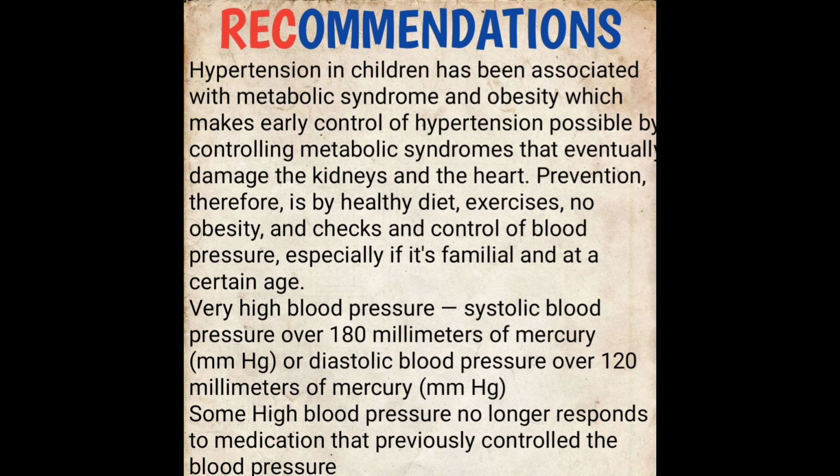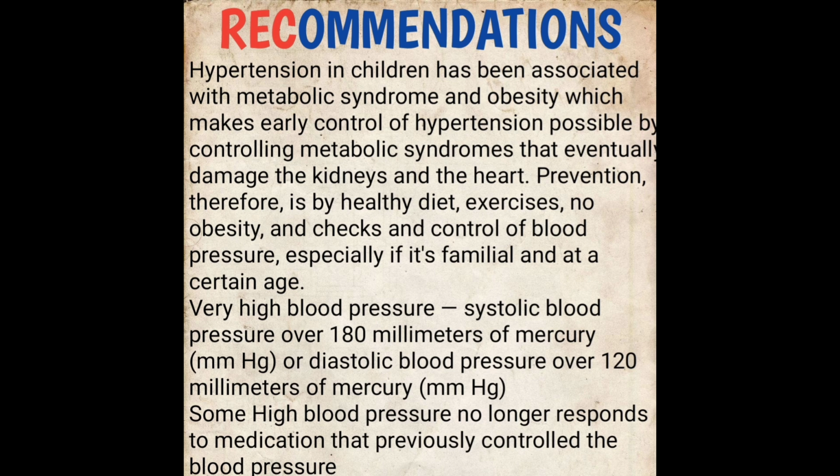Prevention and recommendation. Hypertension in children has been associated with metabolic syndrome and obesity, which makes early control of hypertension possible by controlling the metabolic syndrome that eventually damages the kidney and the heart. What I'm trying to say is that if children can have it, it means a derangement is possible at any time. That is where you need the help of the clinician as well as the laboratory scientists to help get the right values. Prevention, therefore, is by healthy diet, exercise, no obesity, and check and control of blood pressure, especially if it is familial and at a certain age.